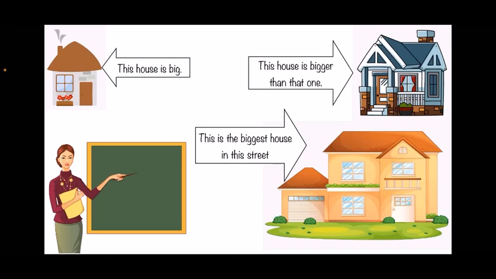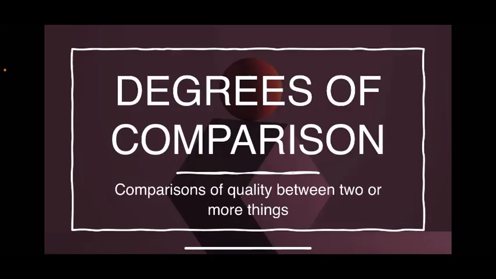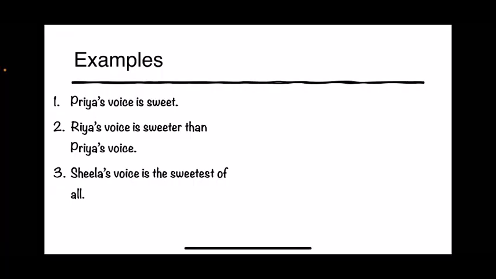Okay, in this screen, you will see some adjectives. Which are those adjectives? Big, bigger, biggest. These three words are used to describe the house. What are degrees of comparison? Comparisons of quality between two or more things. Let us look at some examples to understand how degrees of comparison work.